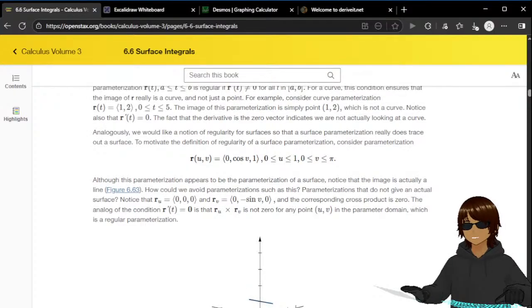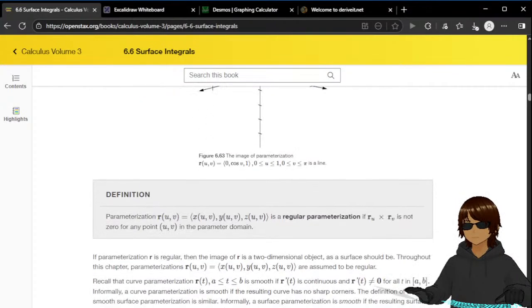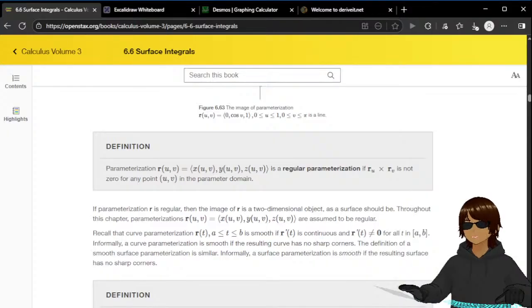I think this is supposed to be not equal to 0. Parameterization r(u,v) is a regular parameterization if the cross product is not 0 for any point (u,v) in the parameter domain. If parameterization r is regular, then the image of r is a two-dimensional object as a surface should be. Throughout this chapter, parameterizations r(u,v) are assumed to be regular.